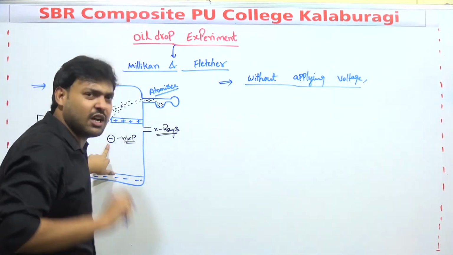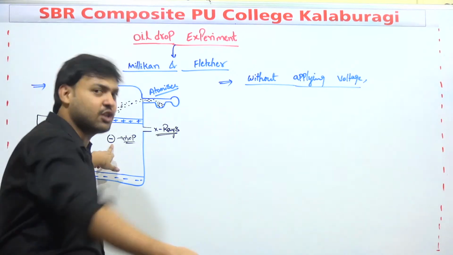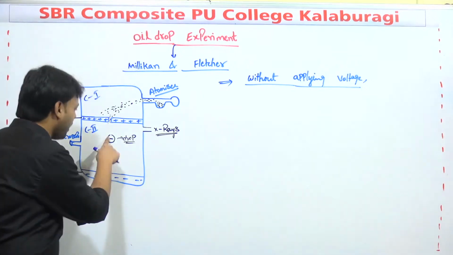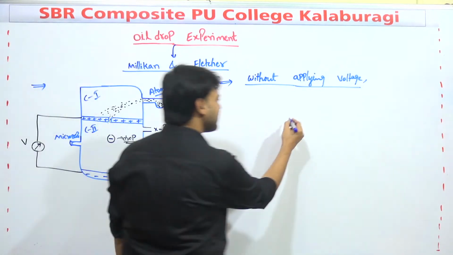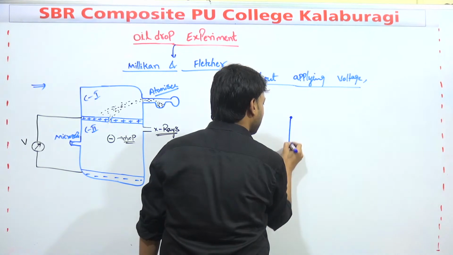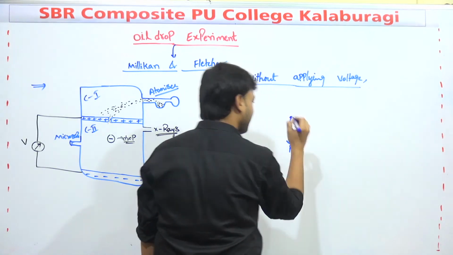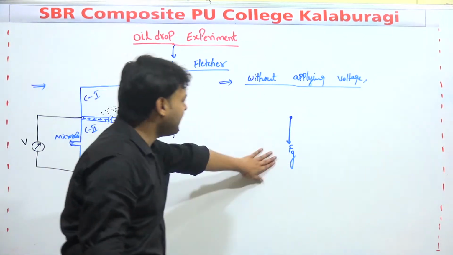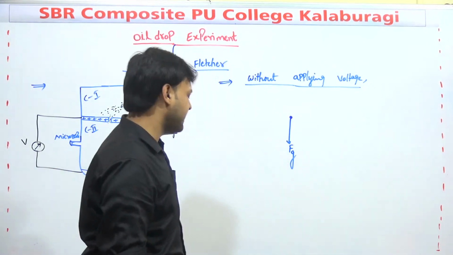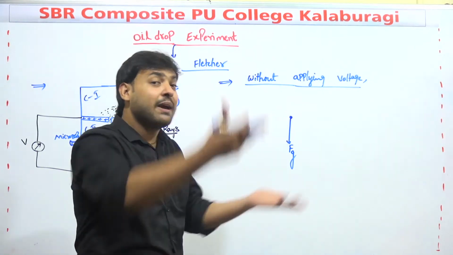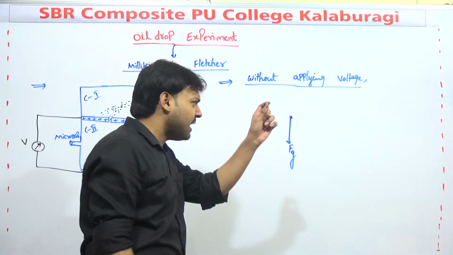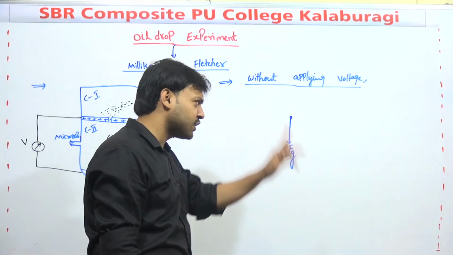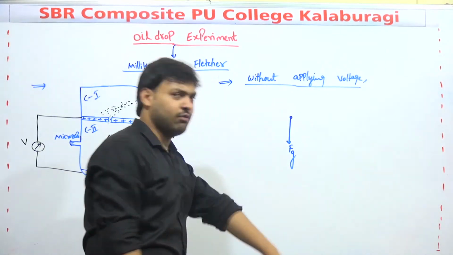Consider a negative charge drop. Without applying any voltage, what will happen? It will move downwards. Only gravity will act. We know that this is the drop again. With that gravity, it will move downwards. They observed this long back, without applying anything. So the force of gravity is acting downwards.